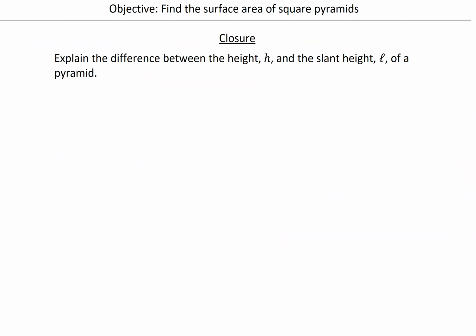So here, a little closure to close up our lesson. Explain the difference between the height H and the slant height L of a pyramid. So this is a very important distinction for when we're working with surface area of pyramids of any kind. So think about that. How would you explain the difference between what we call height H of a pyramid and slant height L of a pyramid?